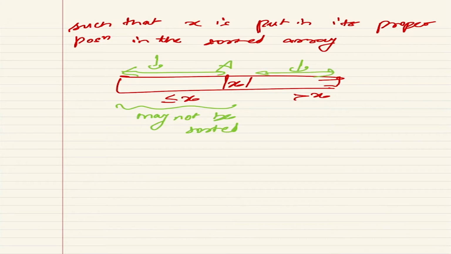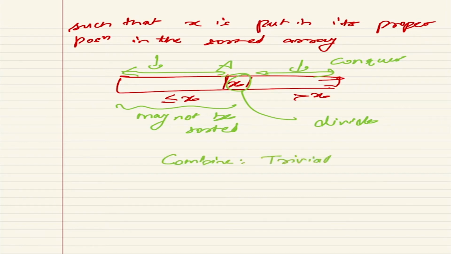You can recursively call this on both the subarrays. This is your conquer step. Finding the proper position for x is your divide step. Then conquer is recursively calling on both the subarrays. And there is no combine; combine here is trivial. This is interesting. In merge sort, combine was not trivial, but the divide was trivial: in divide you just take n by 2. In quick sort, the divide takes time, so you have to put x in the proper position. And if you want, you can quickly check how much time.